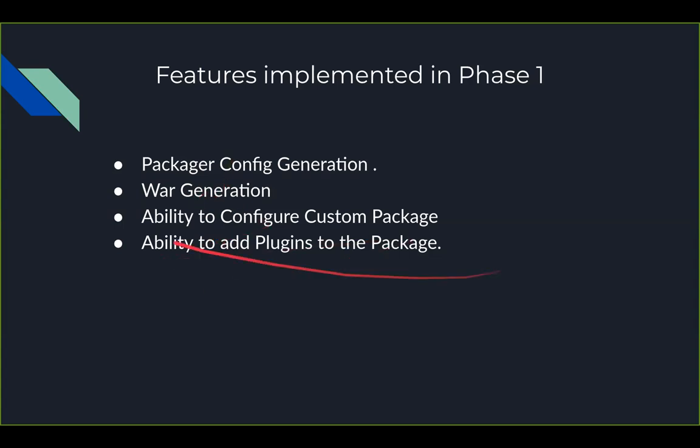You also need the ability to add plugins. We are providing you with all of the 1,700 plugins right out of the box, thanks to the update center. And you will have the ability to configure the package once it's ready. Once you have the YML file, you will have the ability as an engineer to change certain aspects. For example, if you want a different version of Jenkins, you can do that at the end once the package has been generated.